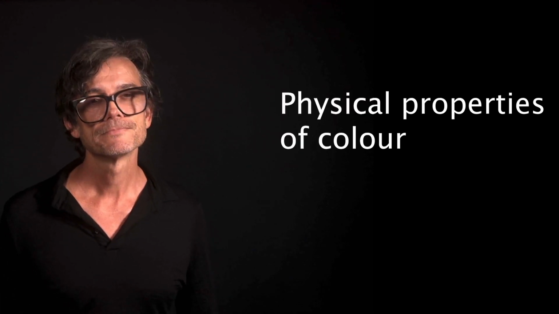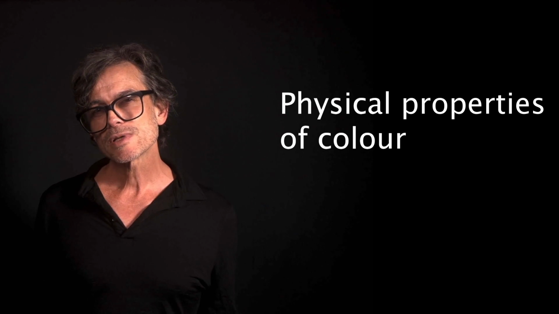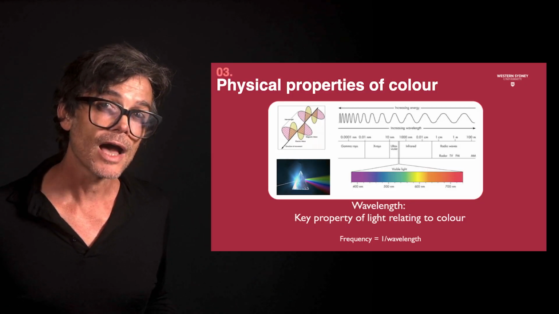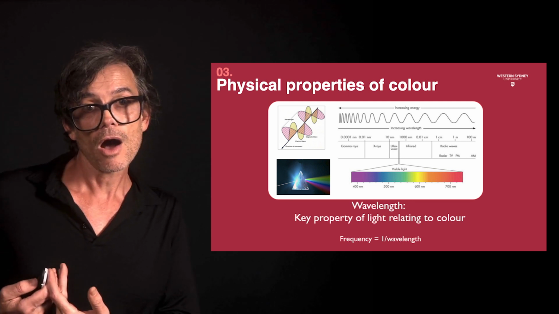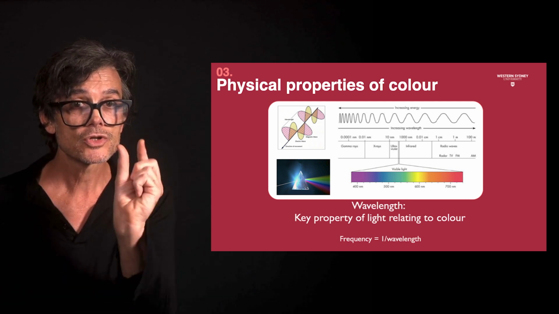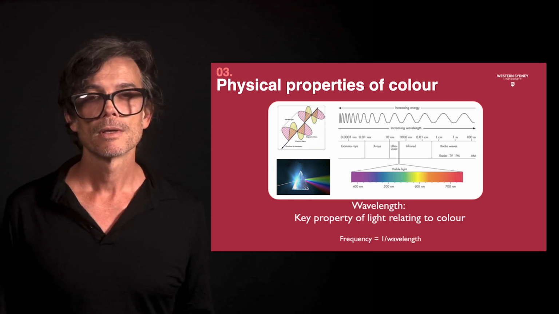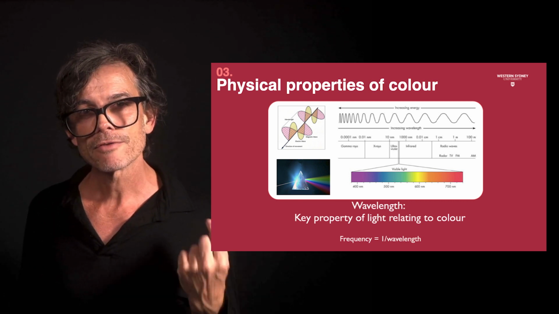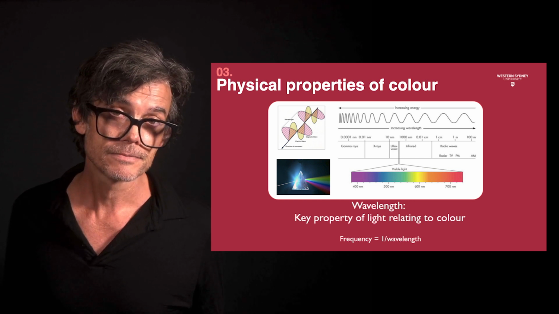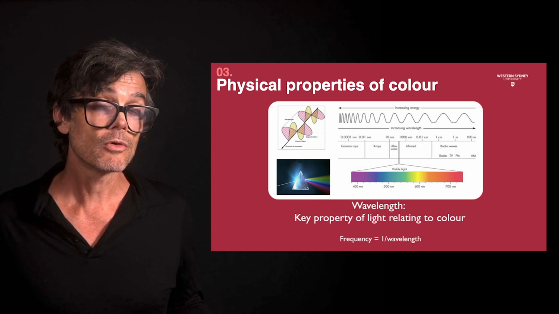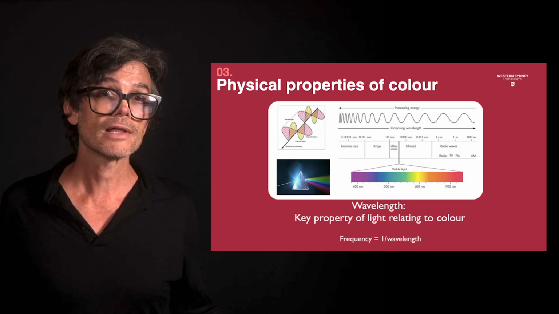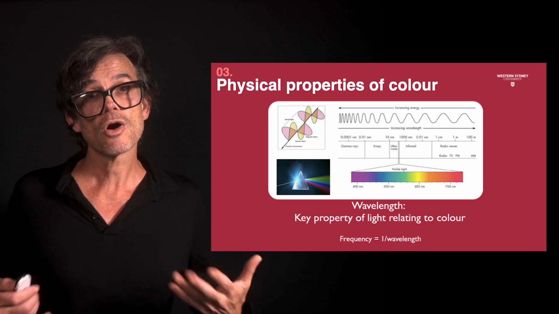Part 3. The physical properties of colour. As we saw in our second lecture, the energy contained by a given light wave is related to its wavelength, with higher energy associated with shorter wavelengths. We experience visible light of different wavelengths as different colours. Short wavelength visible light we experience as blue or violet, whereas long wavelength visible light we experience as more orange or red.